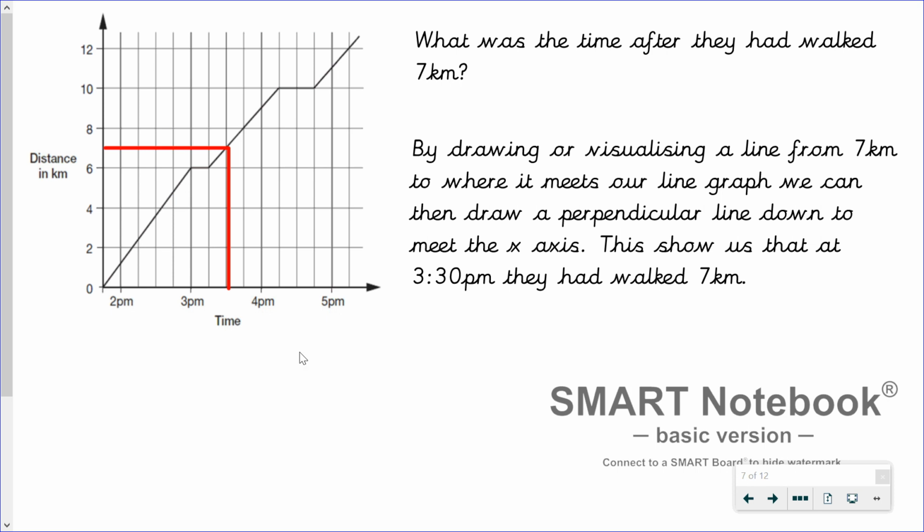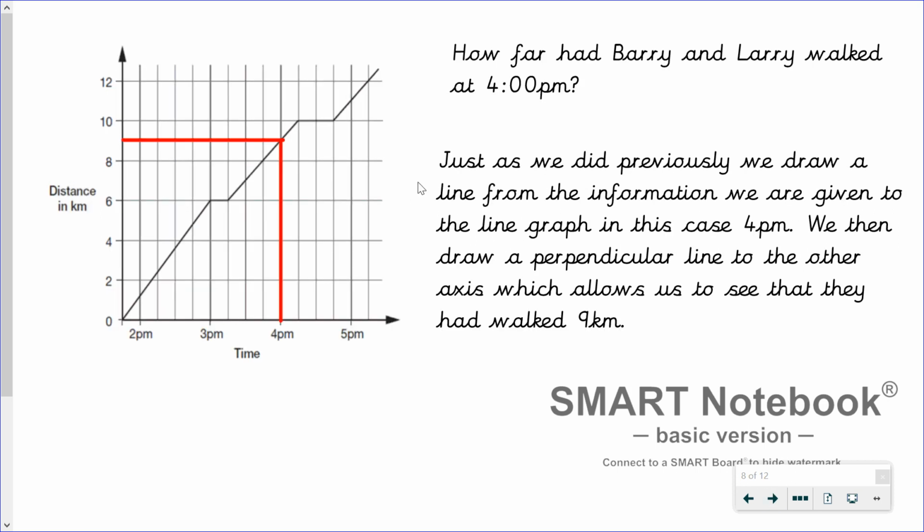And we did that by using the information we're given, drawing a line across, and then the perpendicular. So, opposite way. How far had Barry and Larry walked at 4 p.m? We use what we've got, 4 p.m, and we draw a line straight up to meet the line graph. We then draw a perpendicular line directly across, and as you can see, it's directly between 10 and 8, so it's 9 kilometers. So at 4 p.m, they had walked 9 kilometers.